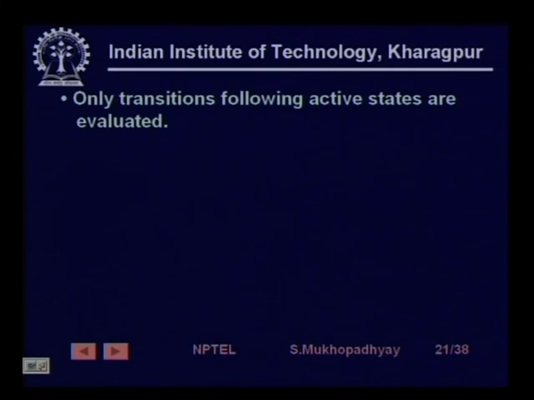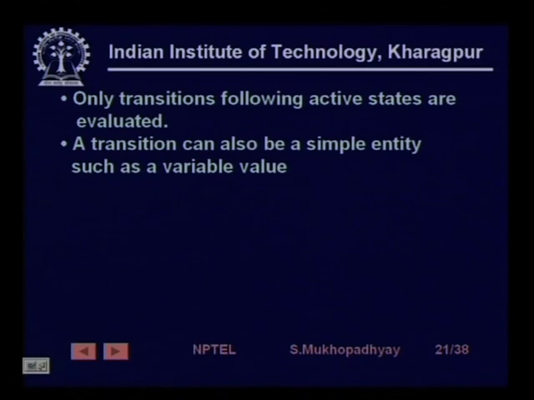Only transitions following active states are evaluated. When you are in a state which is already active, only certain transitions can occur, so only those transitions need to be evaluated. A transition can either be a program itself embodying very complicated logic, or it can be a simple variable like in our example, which is simple enough.